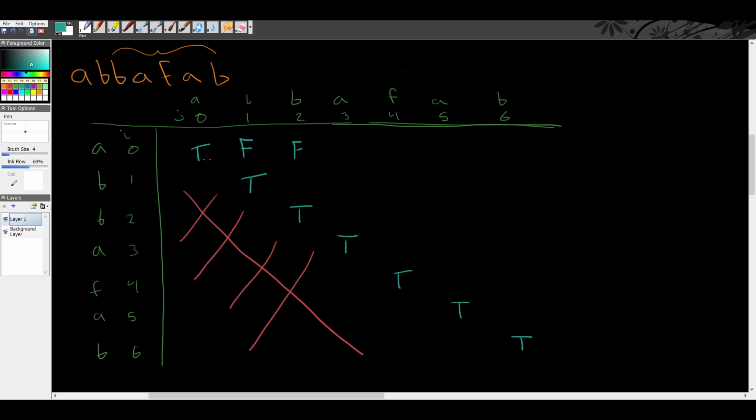How do we know from this table if 1 to 2 is a palindrome? Well, that value is going to be here, index 1 to index 2. But we haven't filled that out yet. So we need to fill this out. So is 1 to 2 a palindrome? Well, this is sort of like a small edge case, and the answer is yes.